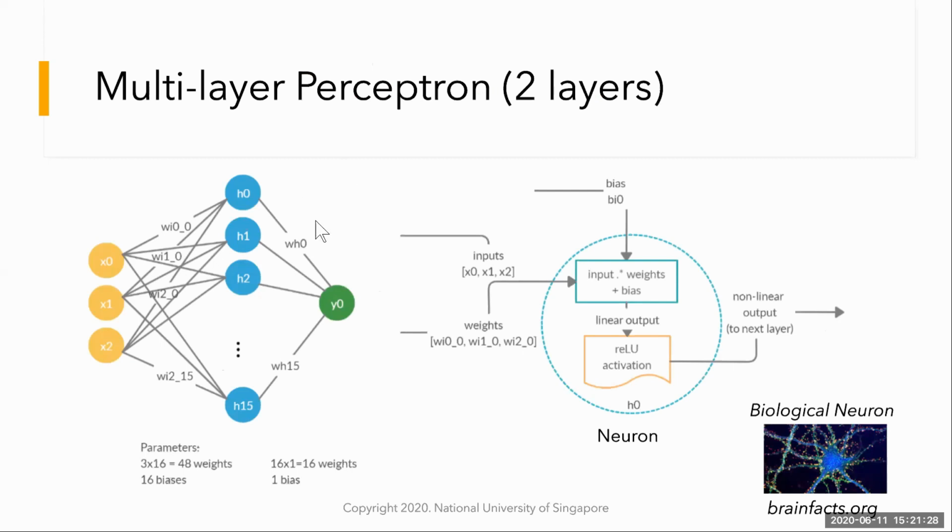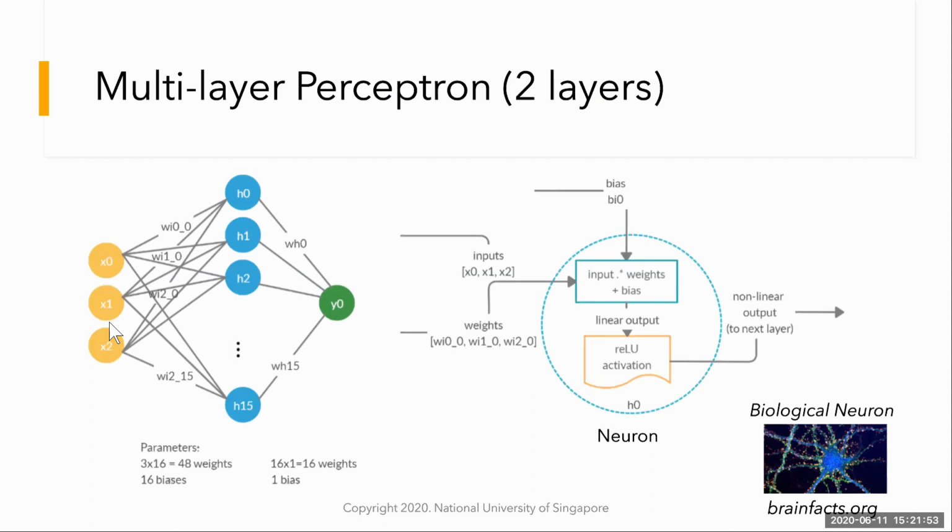If you look at the left-hand side diagram, you will see a bunch of circles, then another layer of blue circles and a green circle. The yellow or orange ones are just inputs. Let's say I'm feeding t minus 1, t plus 0, t plus 1. I have 3 inputs, right?